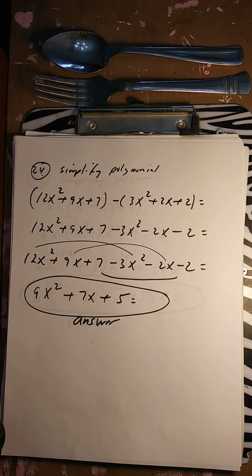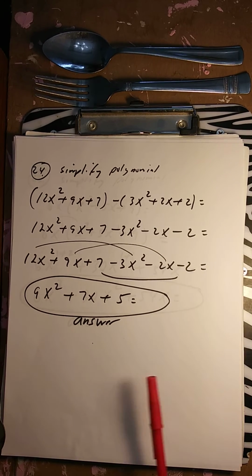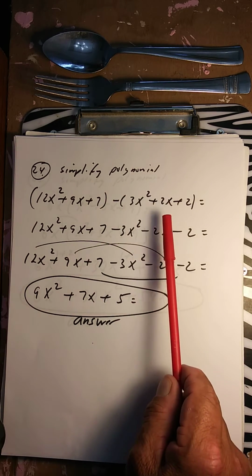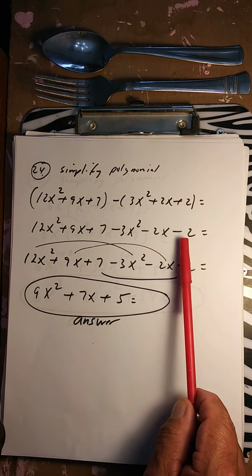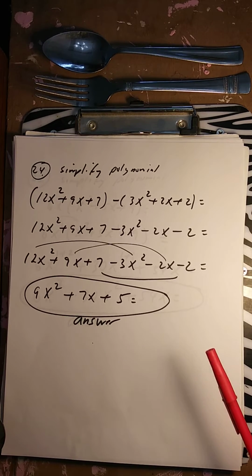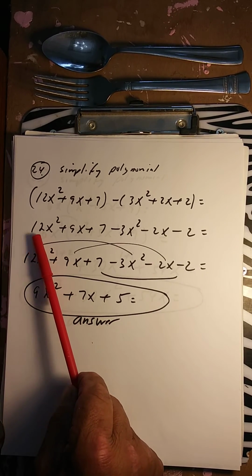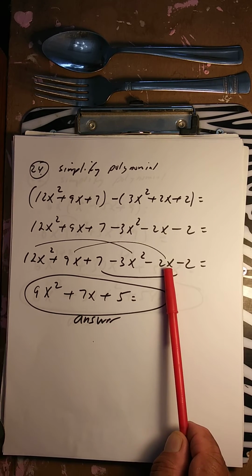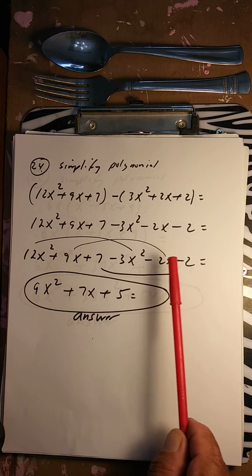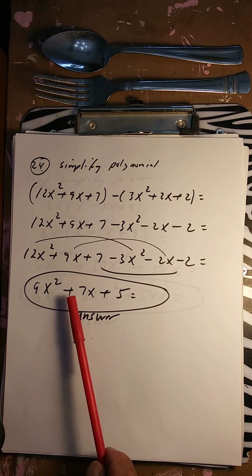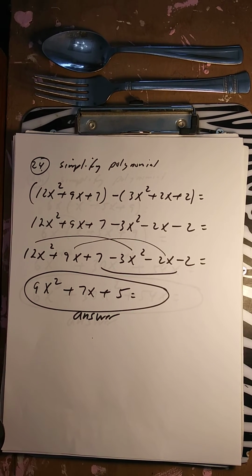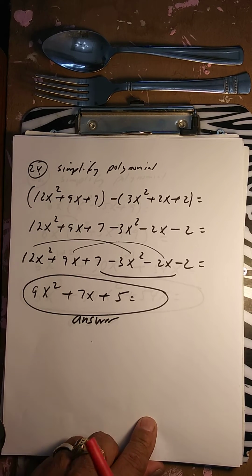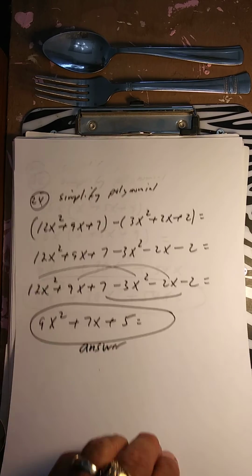Simplify this. But there's a minus sign in the middle. So copy the first one. This one, the negative of positive is a negative. The negative of positive is a negative. The negative of positive is a negative. So now we change all the signs in the second part. But now 12x squared minus 3x squared is 9x squared. And 9x minus 2x is 7x. And 7 take away 2 is 5. So we have 9x squared plus 7x plus 5. Final answer: 9x squared plus 7x plus 5.